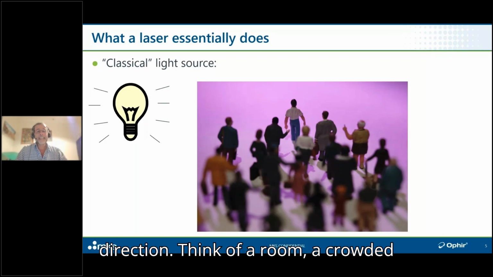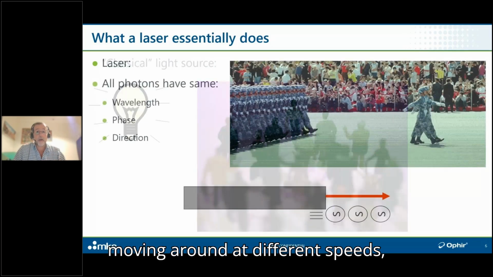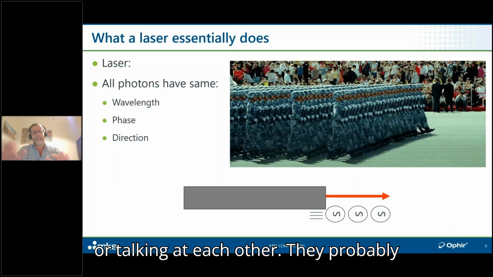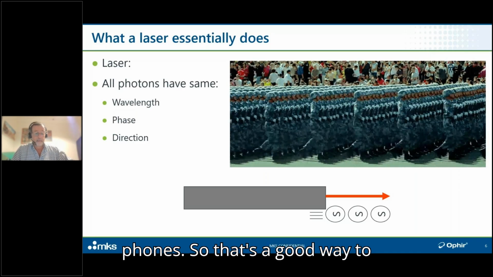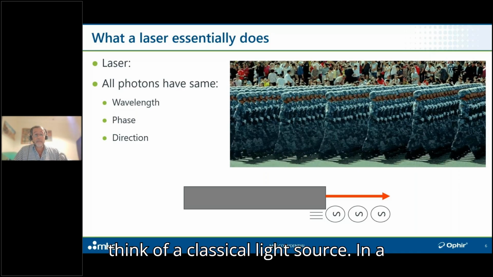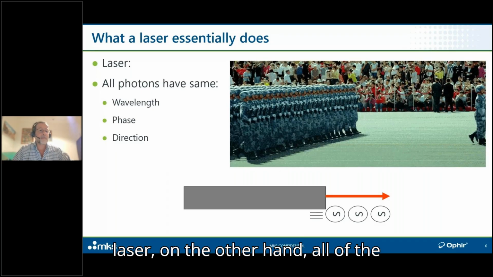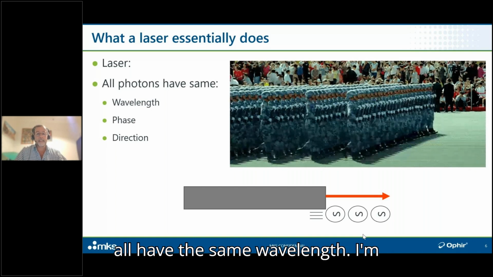In a laser, on the other hand, all of the photons are related to each other. They all have the same wavelength. I'm oversimplifying things a little bit drastically, but I hope that's okay. They all have the same wavelength, at least in principle. They all have the same phase, meaning they're marching in tune with each other. That's why I've got this graphic over here. And they're all usually moving in the same direction.